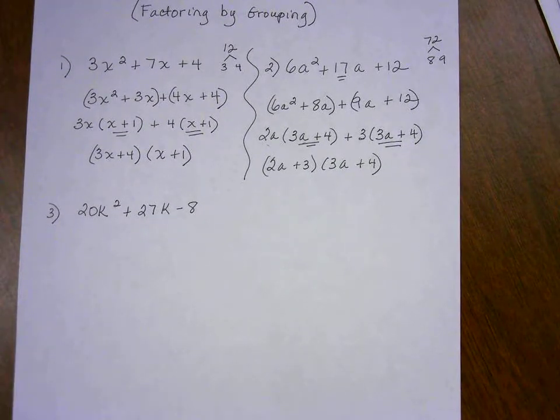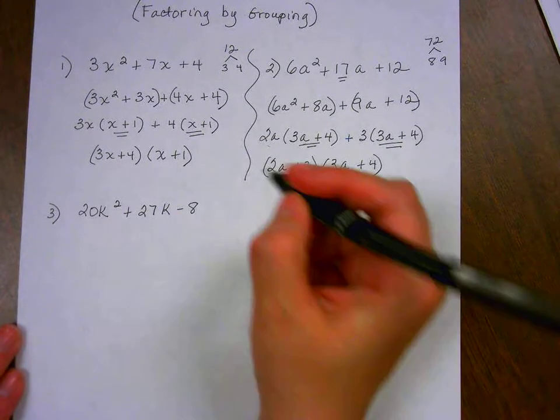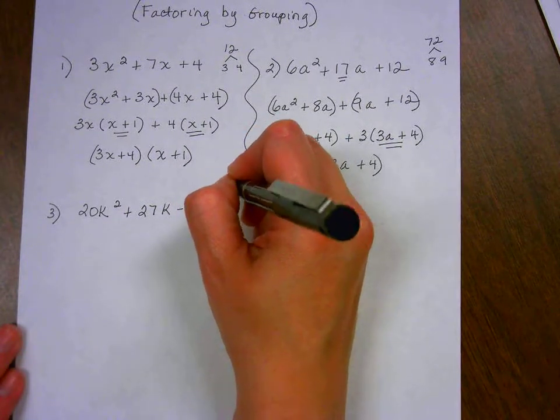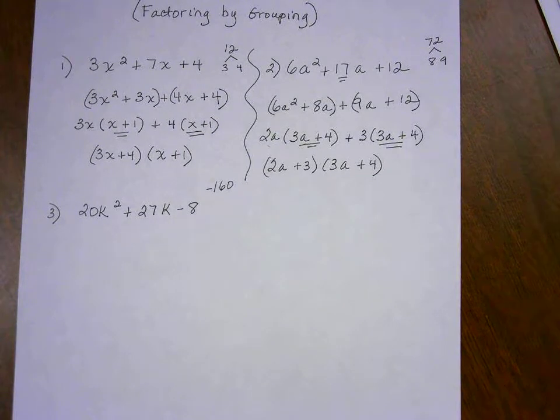All right, so no common factors that are going to go into 20, 27, and 8. So I'm going to go ahead and take negative 8 times 20, which is negative 160. And then I've got to come up with my factors. This one's kind of a funky one. Okay, so we got 160. What is 32 times 5? I think that might be it. Yeah, it's 32 times 5. 32 and negative 5. Yeah, 32 and negative 5.